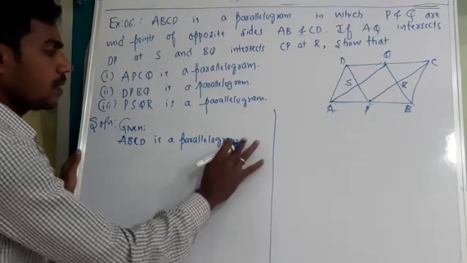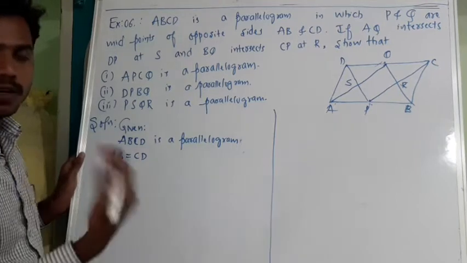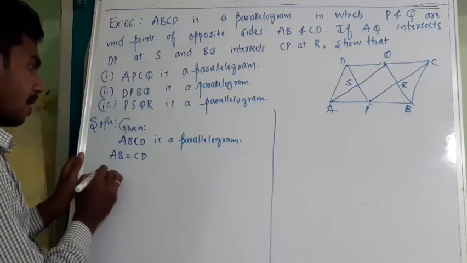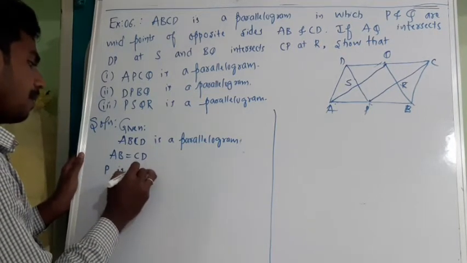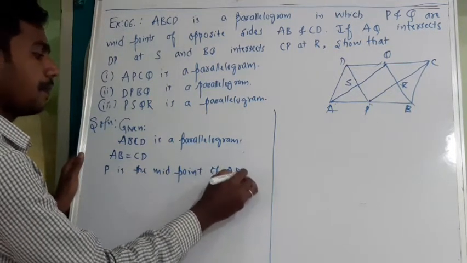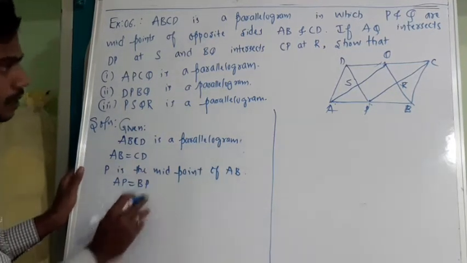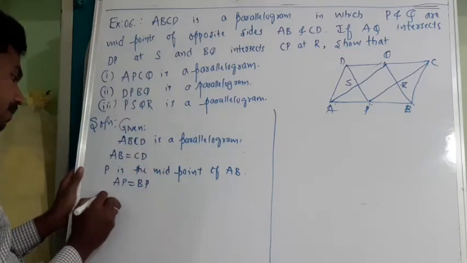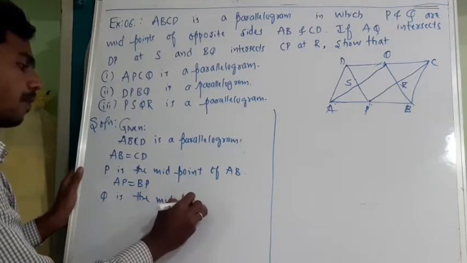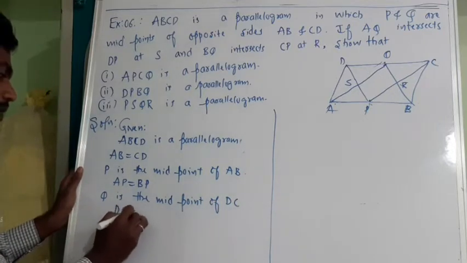Now what do I need to say next? Because of that, AB is equal to CD. Opposite sides of a parallelogram will be equal. And since P is a midpoint of AB, therefore AP is equal to BP, and Q is the midpoint of DC. So what can I write? DQ is equal to QC.